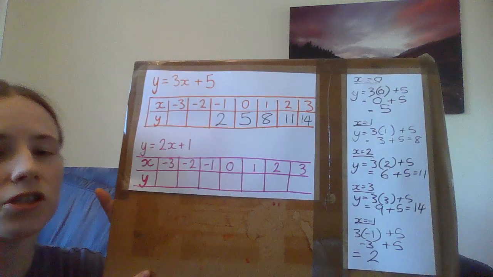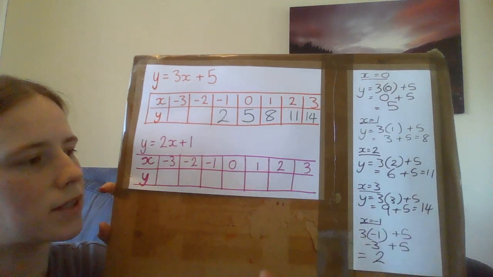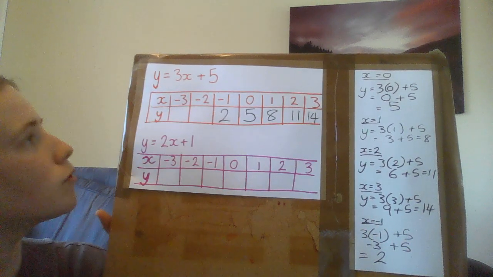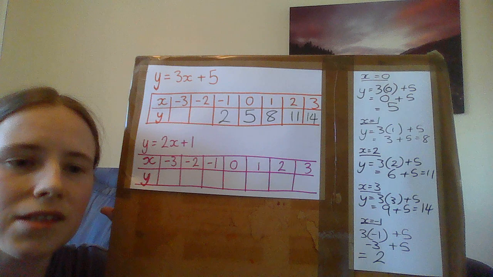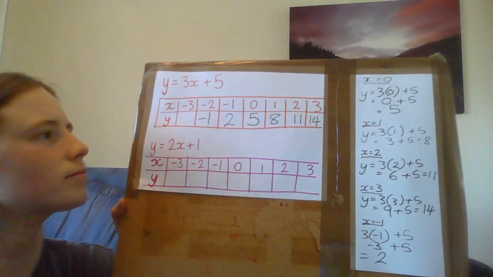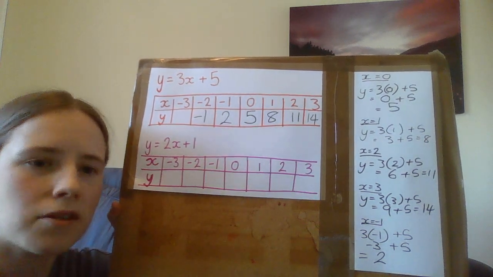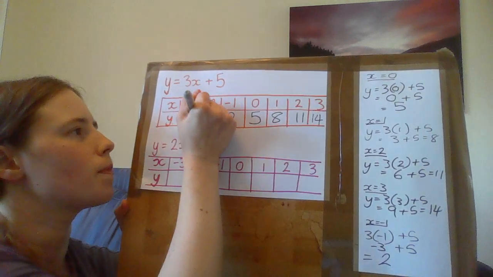I'm going to do the next two without writing anything down because I've run out of space, but it's completely fine to keep writing your method as you do this. 3 lots of -2 is -6. -6 plus 5 is -1. And 3 times -3 is -9, plus 5 is -4.